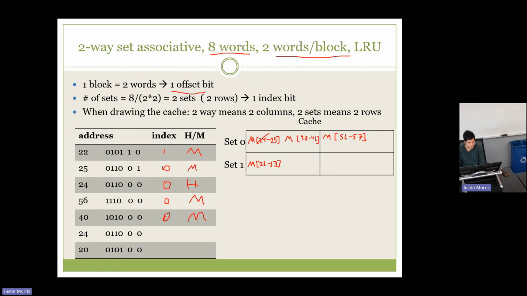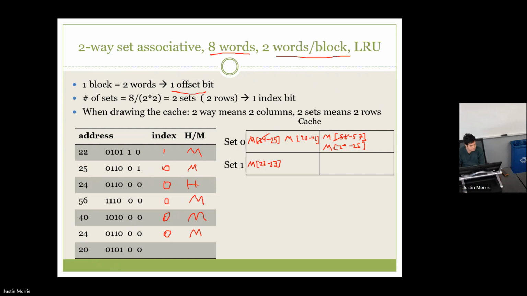What's my index for 24? I have two valid things. Tags do not match. Which one do I replace? 24 through 25. And again, this is a conflict miss, right? We've seen 24 before. And there were 2 things in between. So if we were fully associative, there would be 8 different places that it could go to.